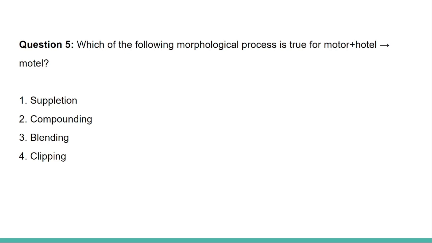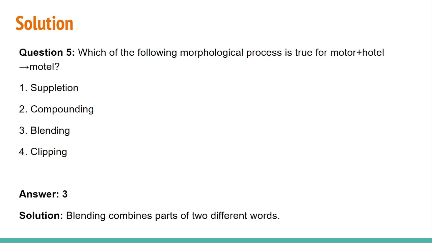So, based on this discussion, now I think we can answer this question. Here we have motor plus hotel, motel. So this is an example of blending. Blending combines parts of two words. That is the example.